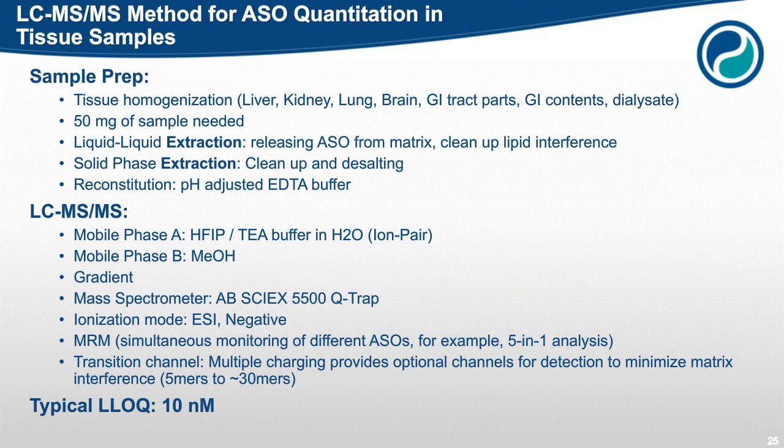This slide shows a typical procedure to analyze oligonucleotides in tissue samples. After homogenization, tissue samples will be double extracted: liquid extraction followed by solid phase extraction. In the LC-mass setting, ion pairing reagents are used to improve the retention and separation of analytes. MRM modes are used so that multiple molecules can be monitored simultaneously. For example, one ASO and multiple ASO metabolites can be quantitated from a single sample injection.